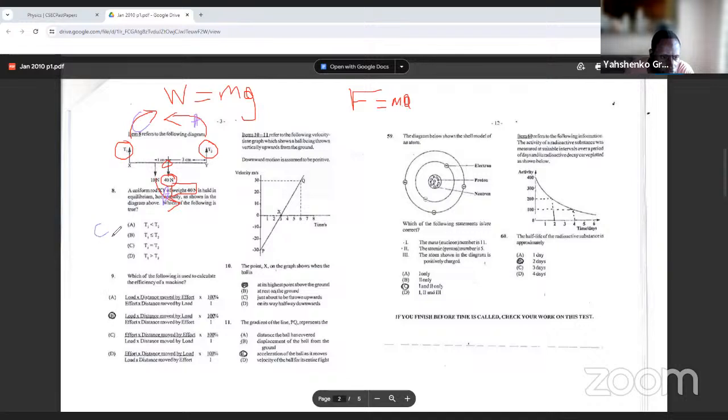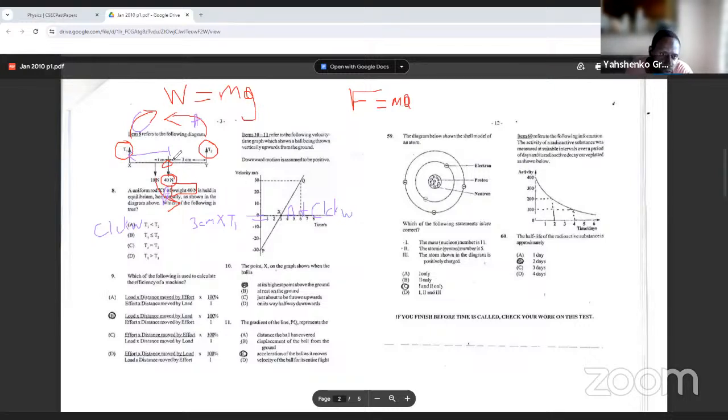So the clockwise moment is going to be equal to the distance from the pivot to the force, which is 3 centimeters, times T1. That's the clockwise moment, and it must be equal to the anti-clockwise moment. So let's find the anti-clockwise moment, those forces that cause the thing to rotate in an anti-clockwise direction.